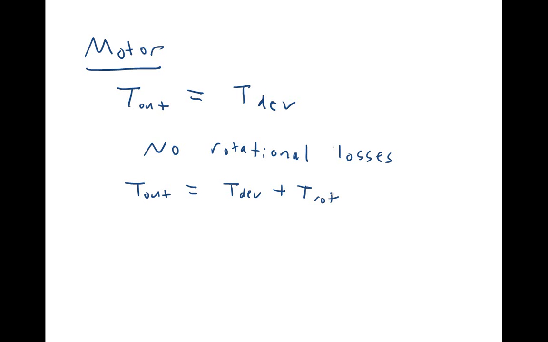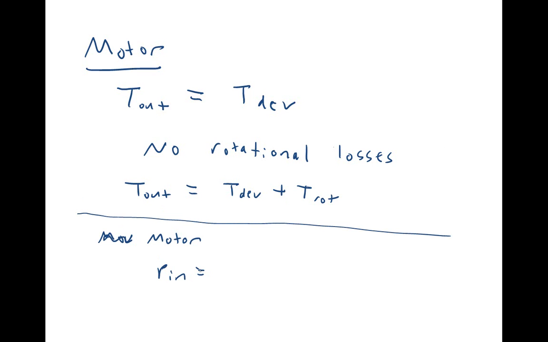P supplied versus P in and P out. Well, once again, are you talking about a motor or a generator? If you're talking about a motor, then your P in is going to be electrical. So that's going to be equal to the voltage times the current. If you're talking about a generator, then your input power is going to be some sort of mechanical force. So then it would be the developed torque, basically, times the speed.